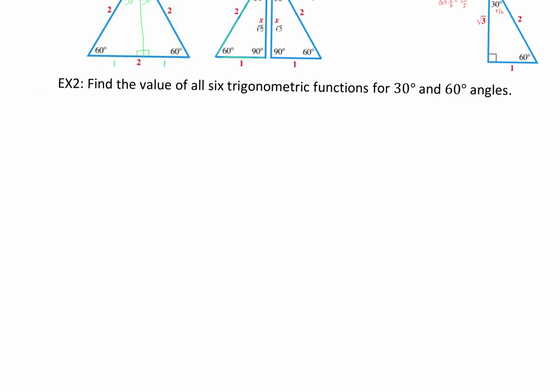In example 2, we want to find the value of all 6 trigonometric functions for 30-degree and 60-degree angles. So let's start with sine of 30 degrees. If we look at the triangle, it's going to be 1/2, and we already looked at that earlier. Cosine of 30 degrees, if we look at our 30-60 triangle, is going to be square root 3 over 2, because it's going to be the side adjacent over the hypotenuse. Again, we looked at that earlier.